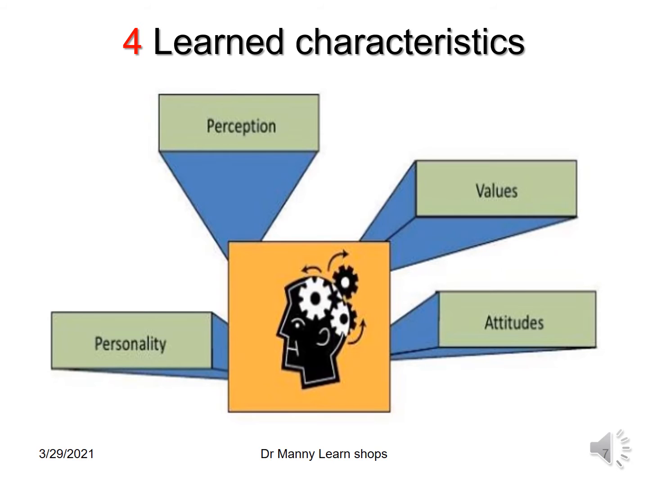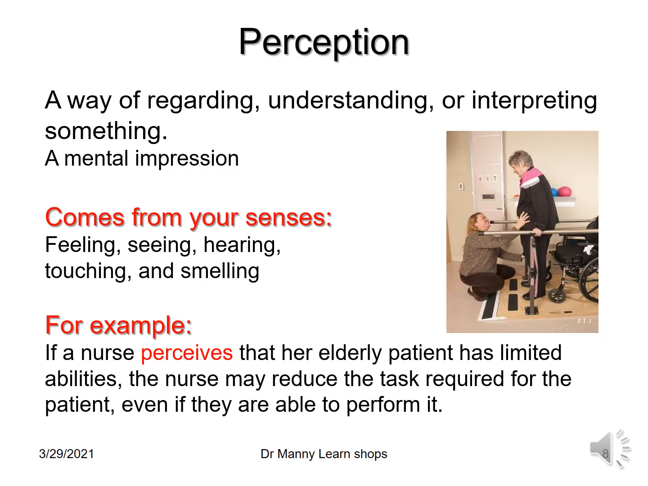There are 4 learned characteristics that are recognised. And those are perception, personality, values, and attitudes, which we'll review. Perception is the first one. Perception is a way of regarding or understanding or interpreting something. It's your mental impression. It comes from your senses. Feeling, seeing, hearing, touching, and smelling. So for example, if you perceive that your elderly patient isn't able to do something, even though they probably are, you might perform that task for them, even though they're quite capable of doing it. That's an impression of perception.